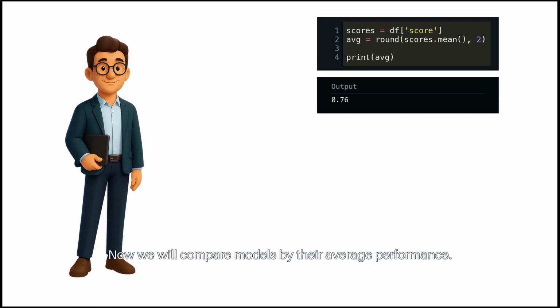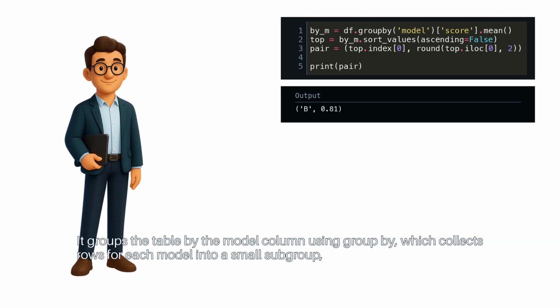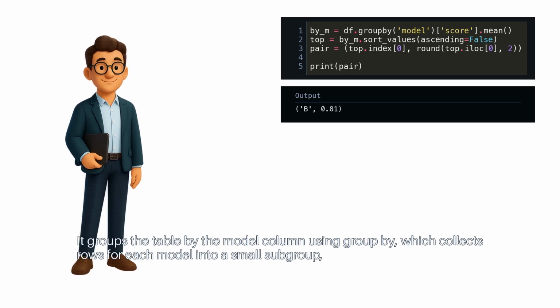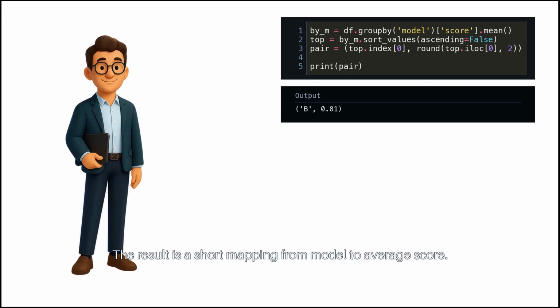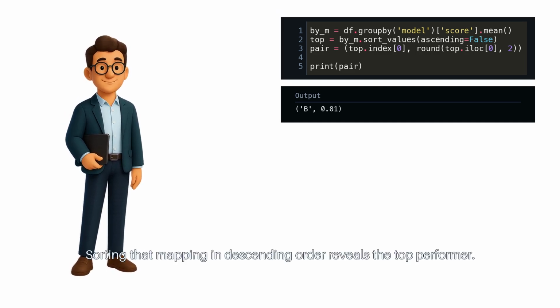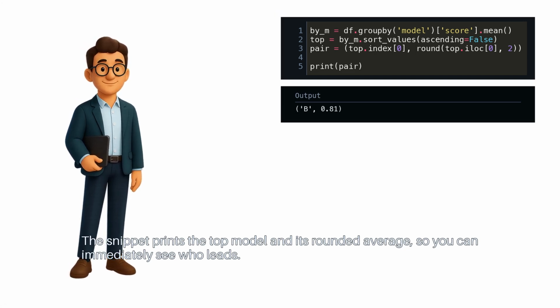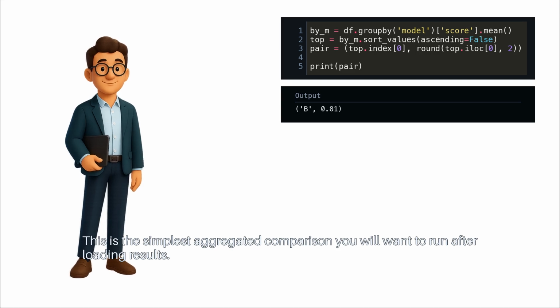Now we will compare models by their average performance. This snippet ranks models by their mean score and highlights the current leader. It groups the table by the model column using groupby, which collects rows for each model into a small subgroup, and then computes the mean of the score within each group. The result is a short mapping from model to average score. Sorting that mapping in descending order reveals the top performer. The snippet prints the top model and its rounded average, so you can immediately see who leads. This is the simplest aggregated comparison you will want to run after loading results.